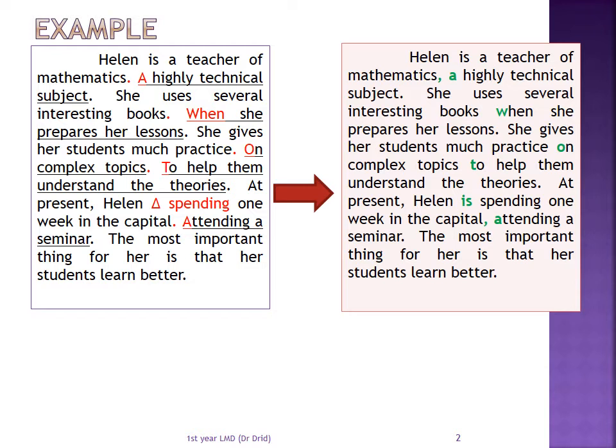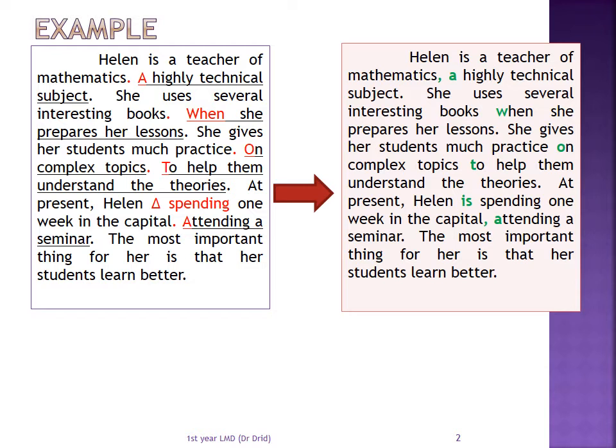We continue. At present, Helen is spending 1 week in the capital. Here we have a verb that seems to be in the progressive or the continuous form, but the auxiliary, the helping verb, is missing. We can never find a gerund used alone as the main verb of a sentence. This is considered as a fragment as well, one of the types of fragments. And then, attending a seminar, again we have a problem of a group of words which doesn't contain the main parts of a sentence, but it looks like a sentence.